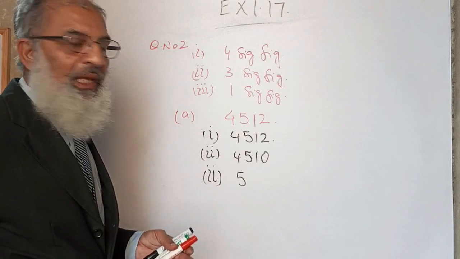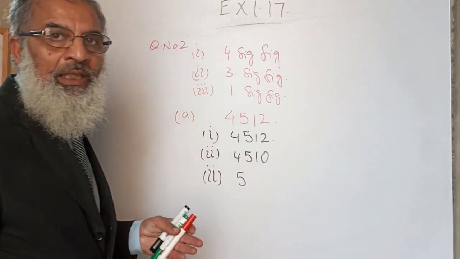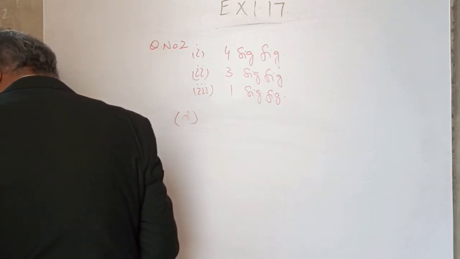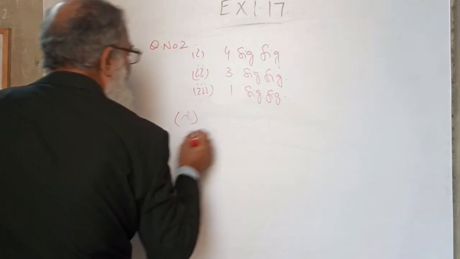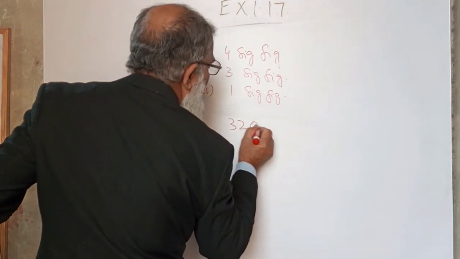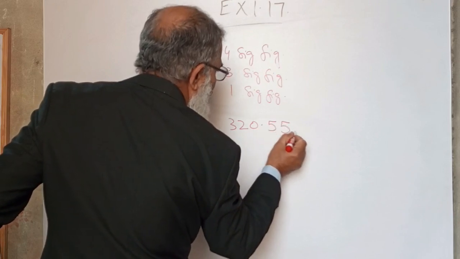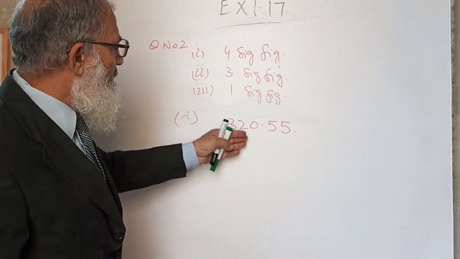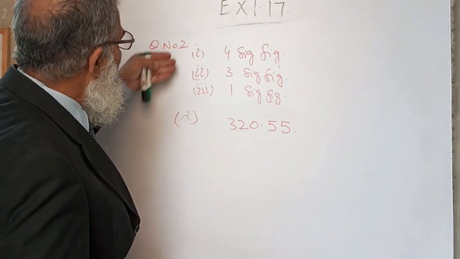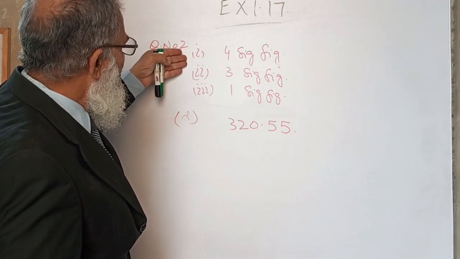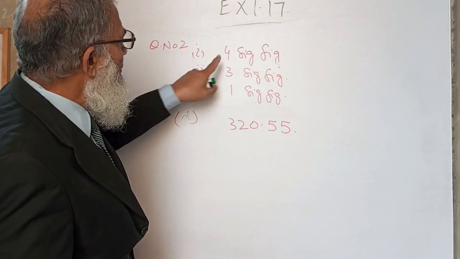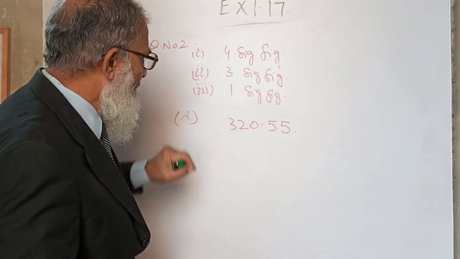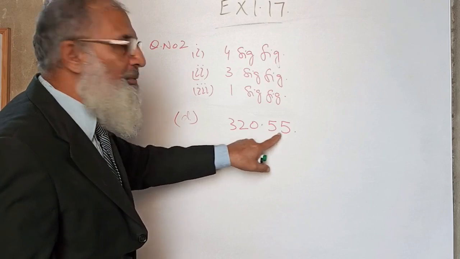Now let me take another part which is written in the decimal fraction. D, and that is 320.55. So we have to do all these 3 processes to this question also. So dear students, we have to round it, or write it in 4 significant figures, 3 significant figures and 1 significant figure. The part is this 320.66.